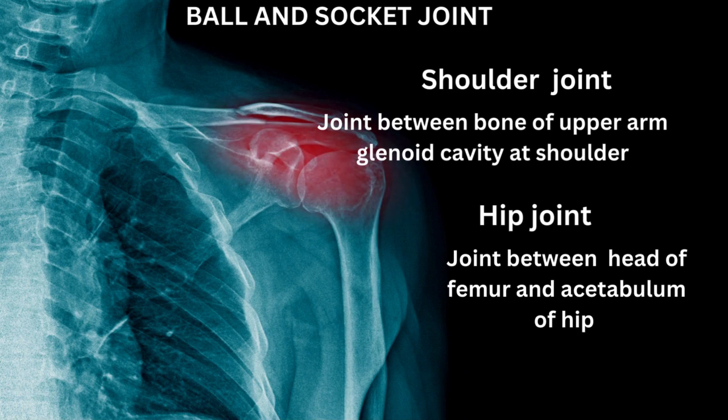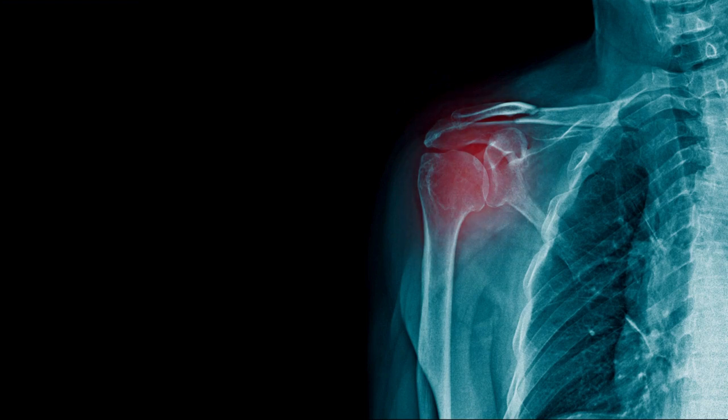If you can see the example here, both the shoulder joint and the hip joint would be examples. This is how the shoulder joint looks. It has some concavity, and the joint between the upper arm bone and the glenoid cavity at the shoulder is called the shoulder joint. In the same way, the joint between the head of the femur, which is called the thigh bone, and the acetabulum of the hip. The hip is a fixed bone where the femur has a small ball-like end, which easily allows it to move in all directions.